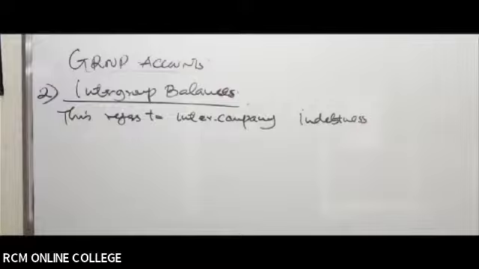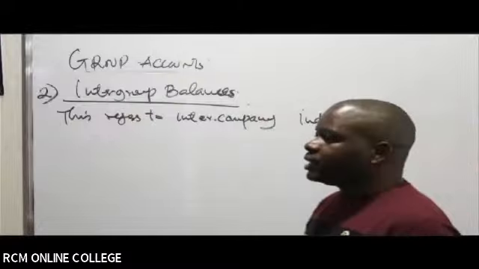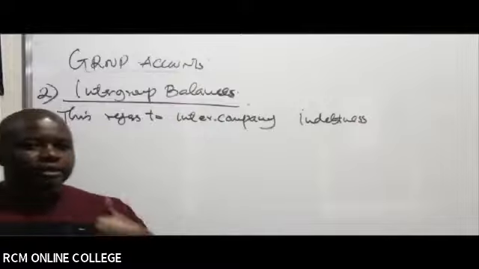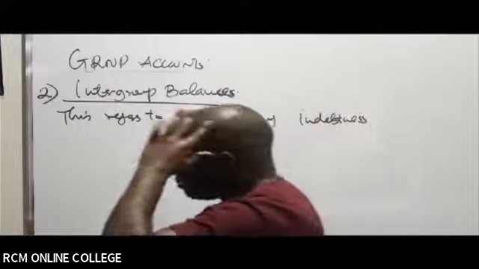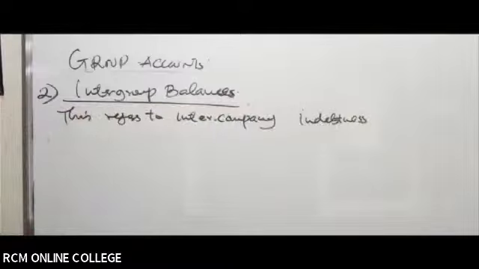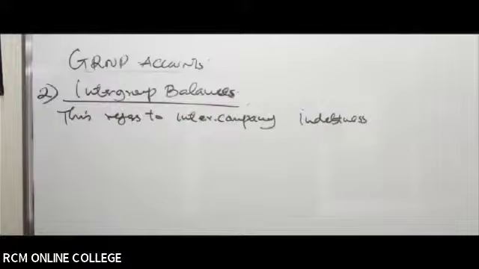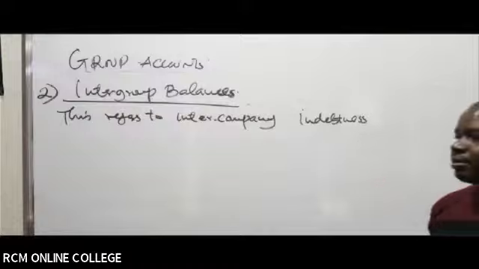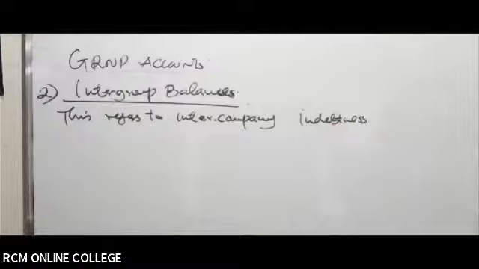It is where one member of the group owes the other one. Like when they are supplying goods to each other. The parent company supplies goods to the subsidiary on credit, so the subsidiary has not been able to pay. Or the subsidiary supplies to the parent, and the parent company has not been able to pay. It will bring about an intergroup balance, where one member of the group is owing another member of the group. So it is either way.